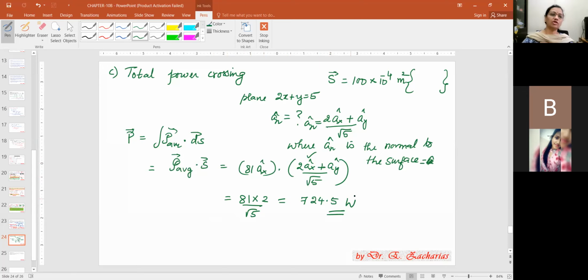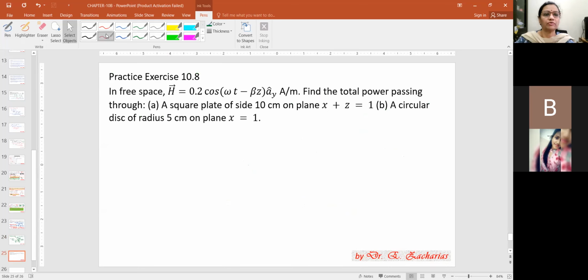So that's the answer for the total average power crossing that 100 centimeter square, having a direction given by a_k. Okay, once I've completed this problem, let's go to the next problem. The next problem is a much shorter problem. You can see that you need your good mathematics skills to do all these problems. So that's all you require.